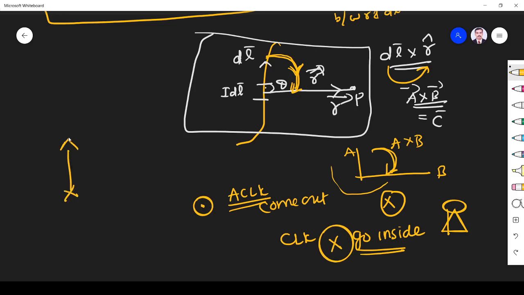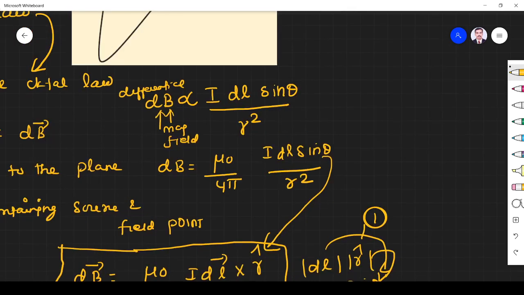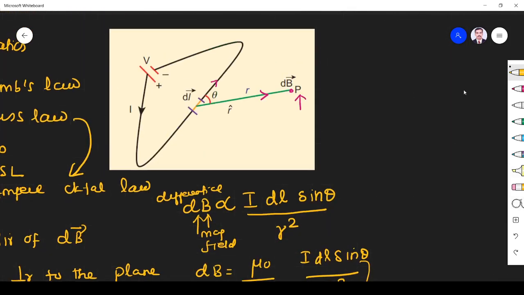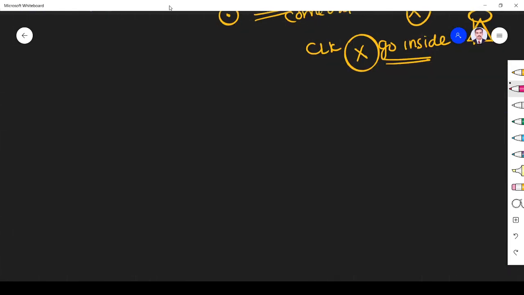Whenever we see an arrow from the top view, we will see a dot only, so it is like coming out. If you see a cross, it is like going inside. So cross is referring to going inside, dot is referring to coming out. So for our diagram, the resultant magnetic field at P will be cross. Here it will go inside. That is a very important point. Okay.